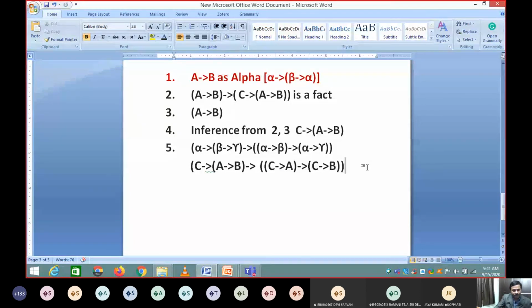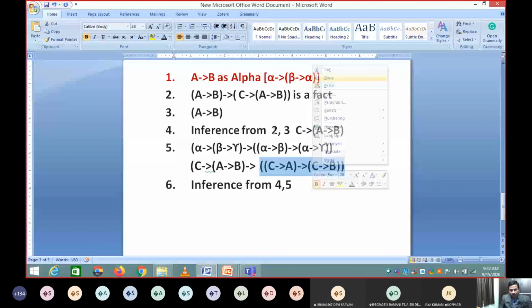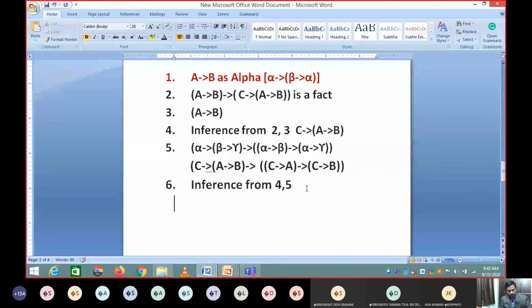So if the fifth statement is a valid statement, what is the inference from 4 comma 5? C implies B, sir. This is P, this is P to Q. What the inference is? This part is the inference. Is it right? This part itself is the inference. So the inference from 4 to 5 is something like this.